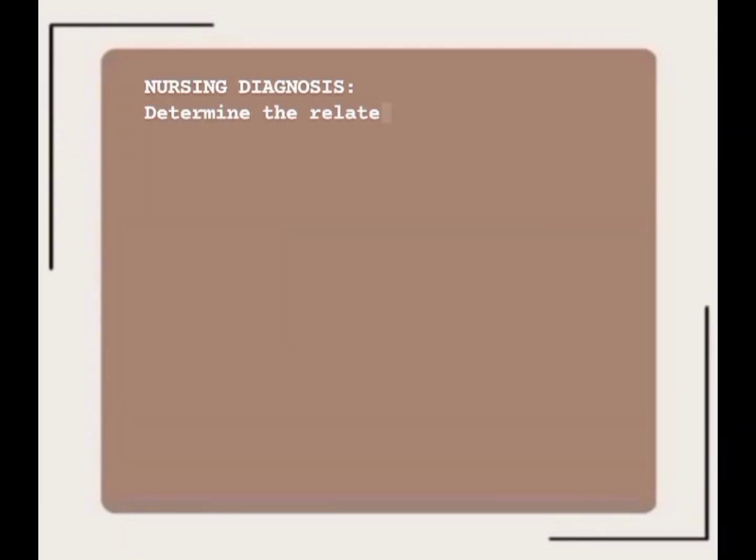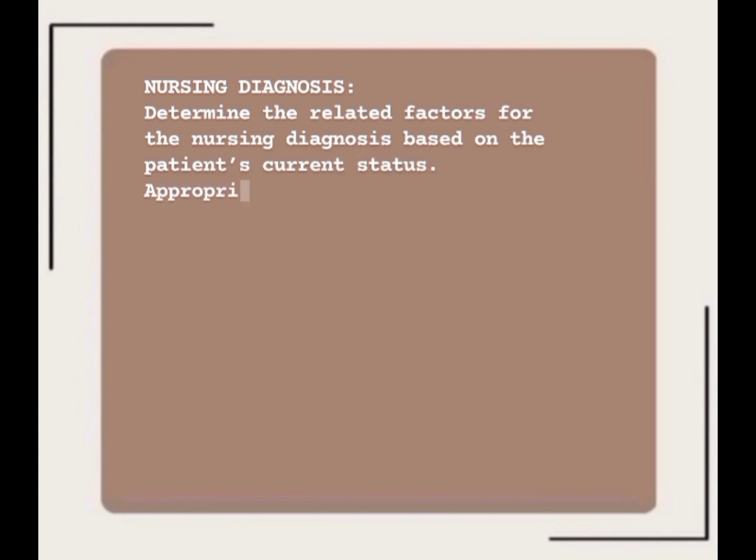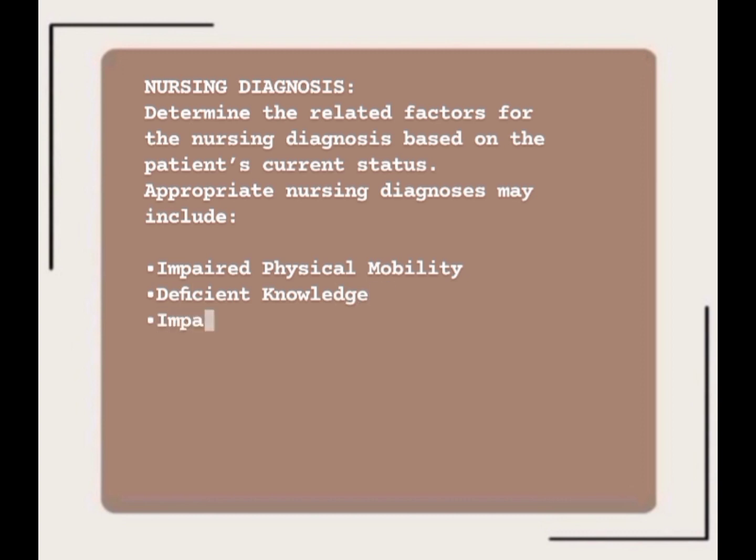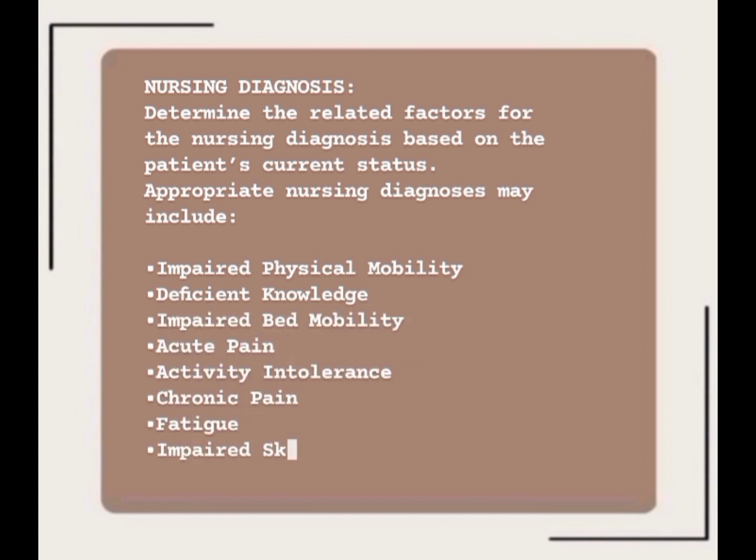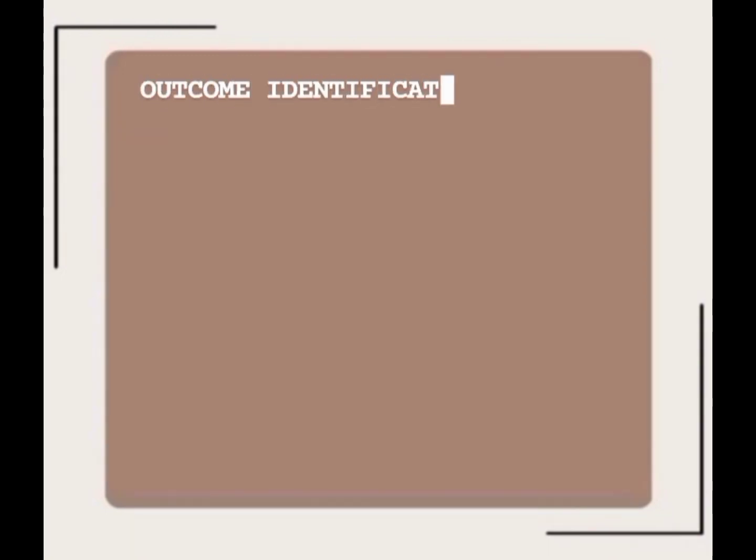Nursing diagnosis. Determine the related factors for the nursing diagnosis based on the patient's current status. Appropriate nursing diagnoses may include impaired physical mobility, deficient knowledge, impaired body mobility, acute pain, activity intolerance, chronic pain, fatigue, impaired skin integrity. Outcome identification and planning.